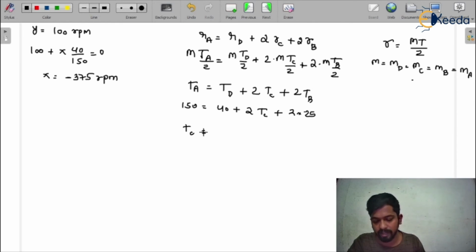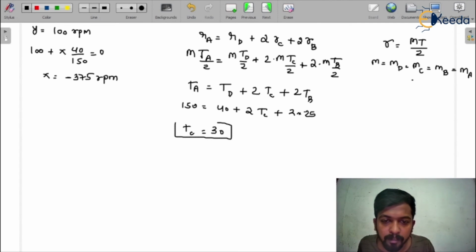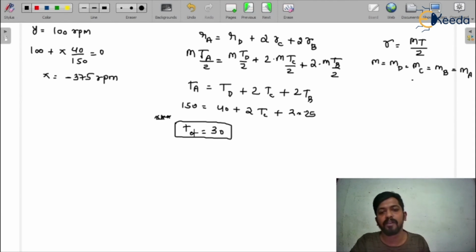I'm just solving this using a calculator. You just have to solve this also, and you will get the value of the number of teeth on the gear C. That comes out to be 30. So the TC value is 30, the number of teeth on the gear C comes out to be 30. This is the answer of the first part.